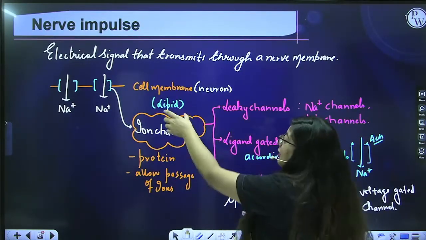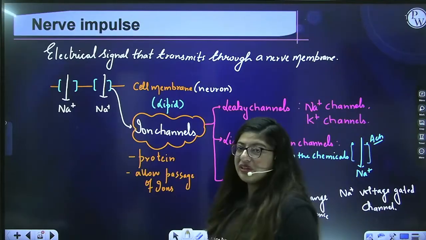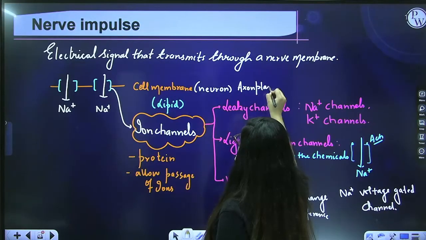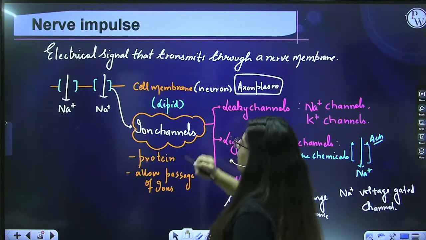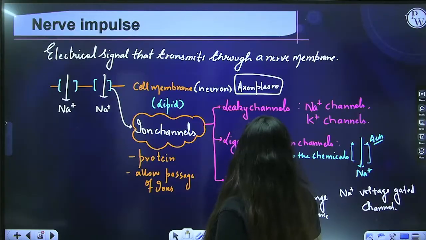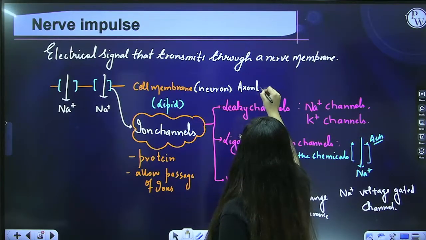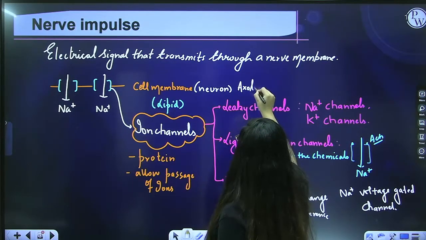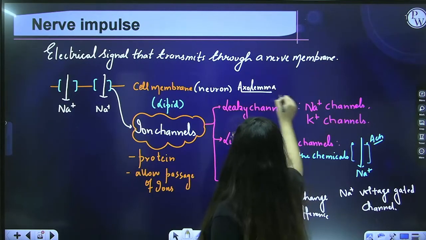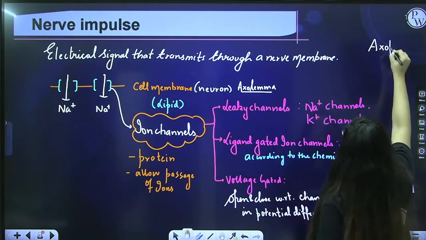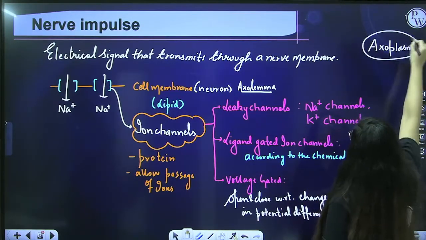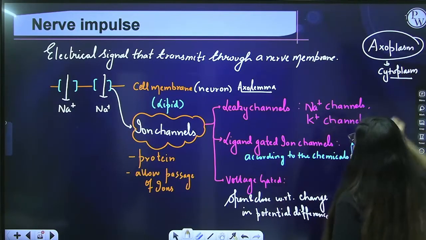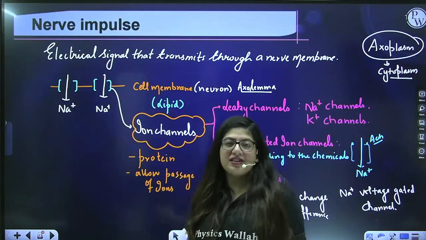Okay, so this cell membrane is of a neuron, basically of the axon. So you also call it as axolemma. Axolemma is the cell membrane, whereas axoplasm is the cytoplasm. Alright, so that's all about why there is a resting membrane potential.